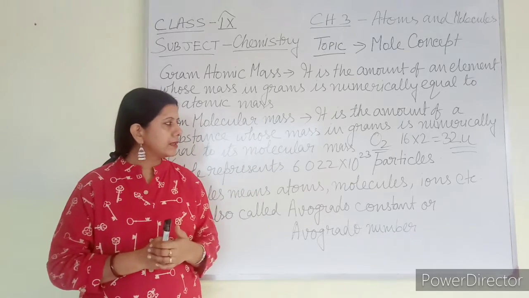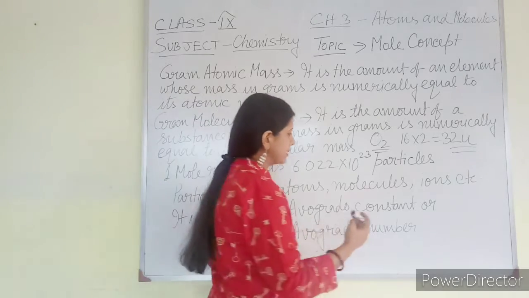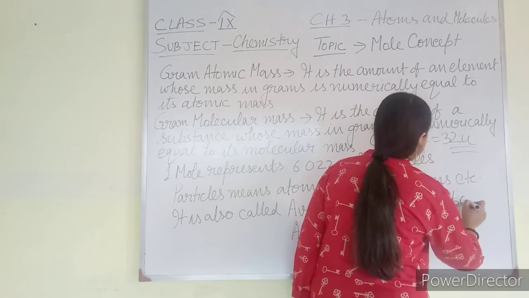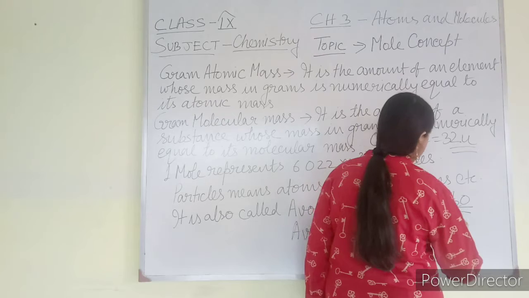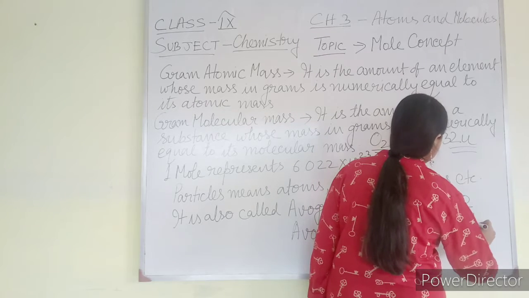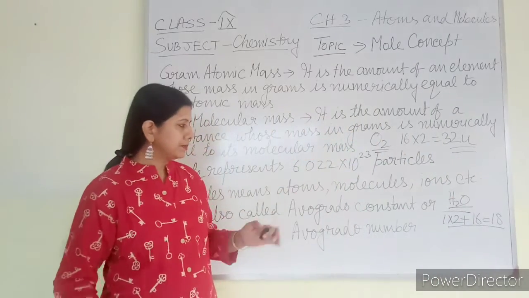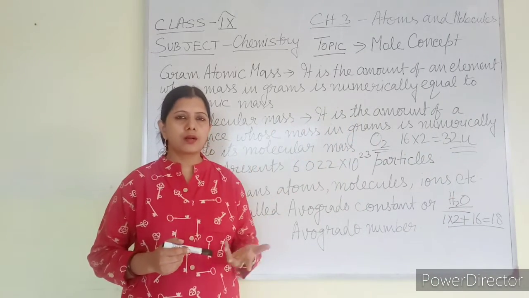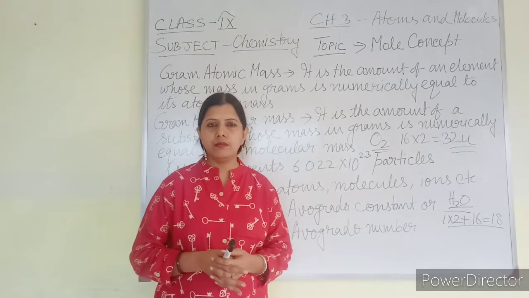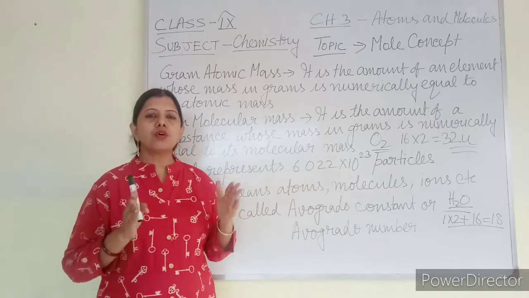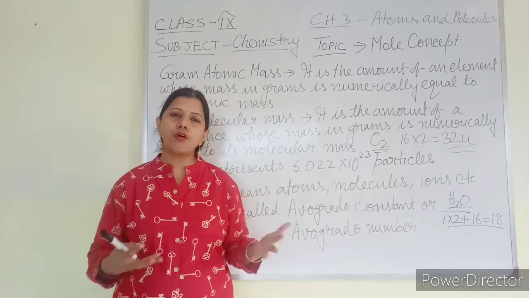This is a molecule of an element. Suppose I take H2O as the example. This is a compound, so we take the molecule of a compound. What is its mass? 1 into 2 plus 16, that means 18. So if one molecule of water has a molecular mass of 18 U or 18 AMU, then 18 gram of water represents 1 gram molecular mass of water.